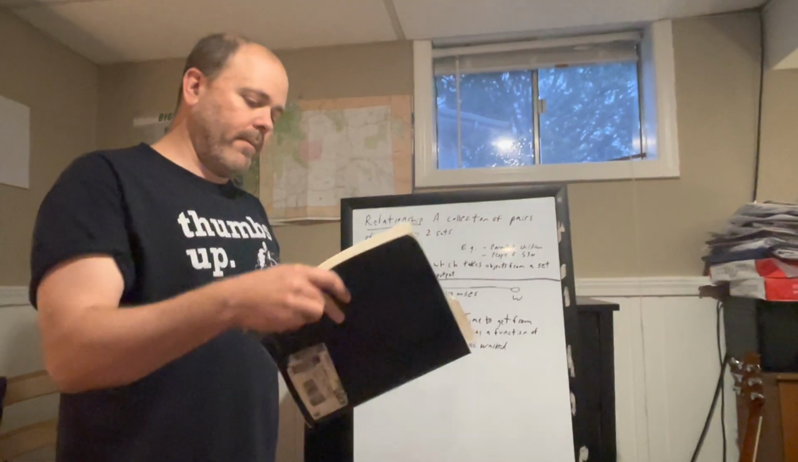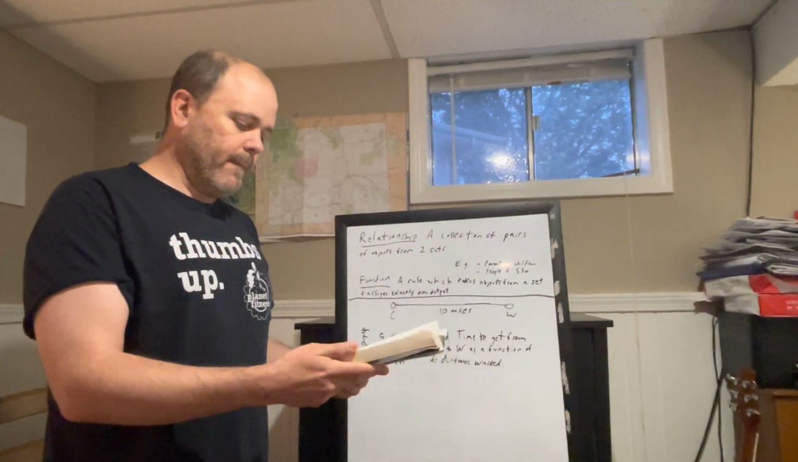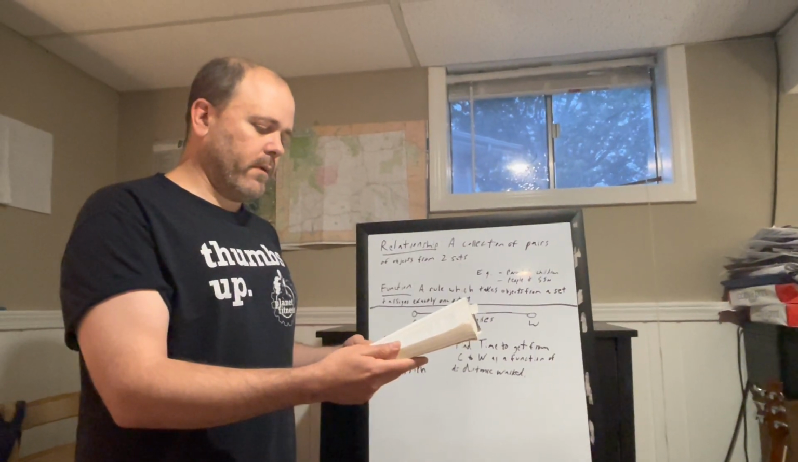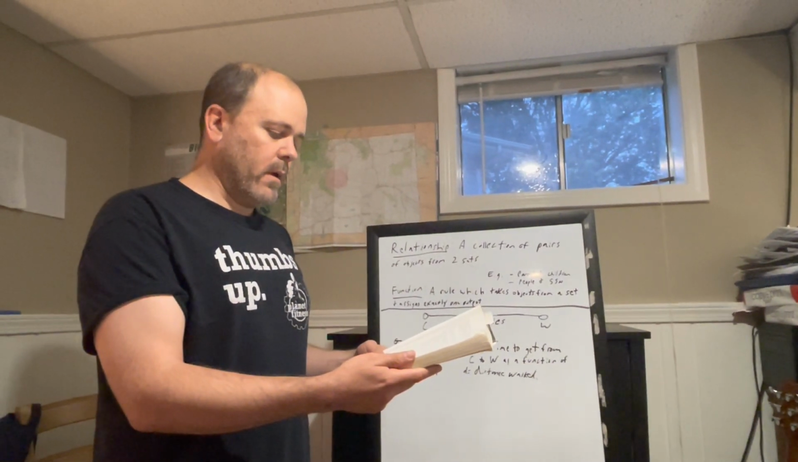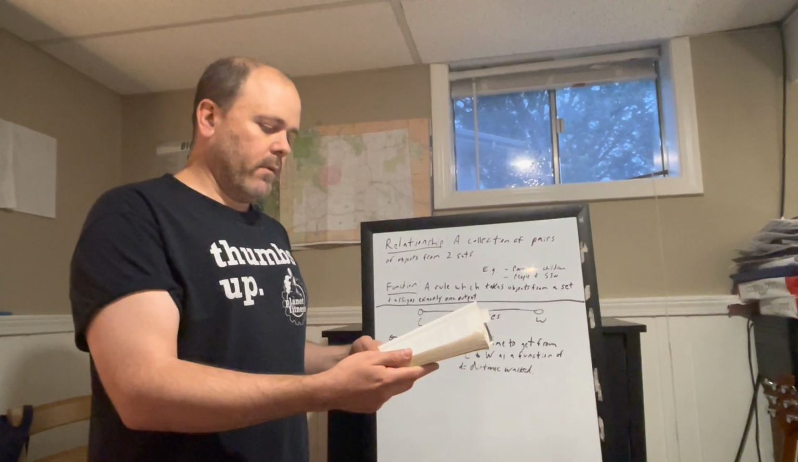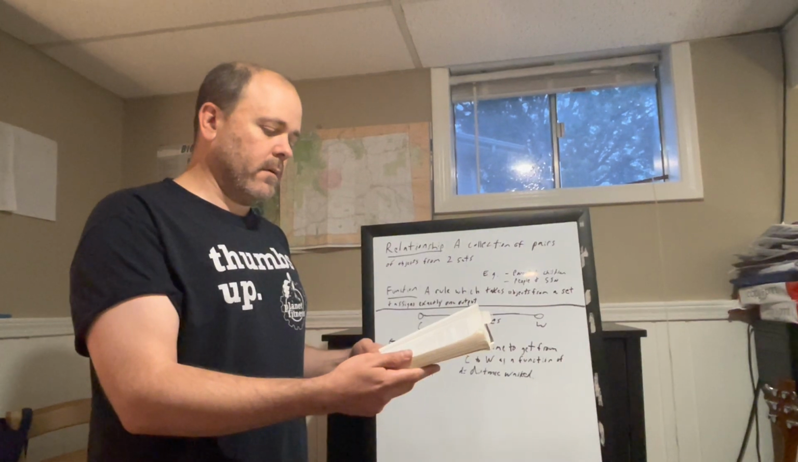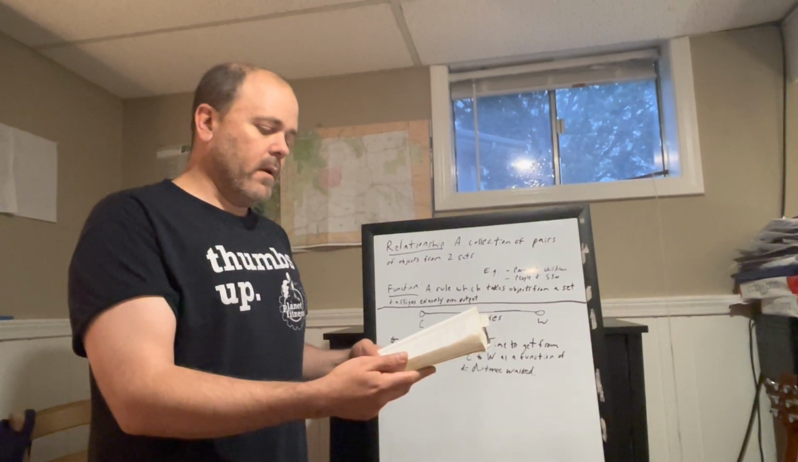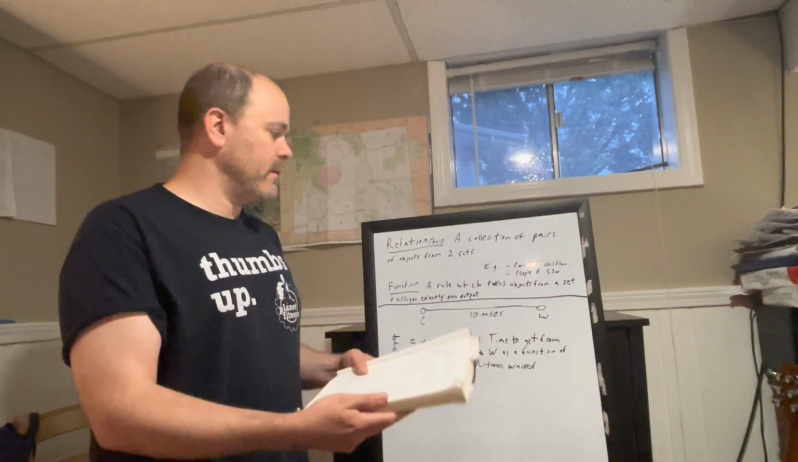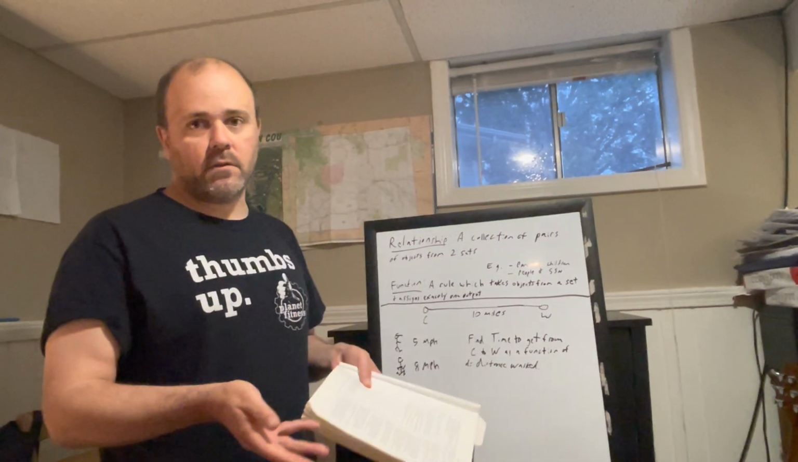So the problem says the distance between Cambridge and Wellesley is 10 miles. A person walks part of the way at 5 miles per hour, then jogs the rest of the way at 8 miles per hour. Find a formula that expresses the total amount of time for the trip, T of D, as a function of D, where D is the distance walked versus the distance jogged.